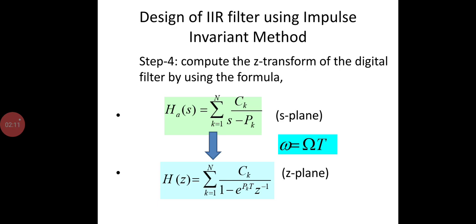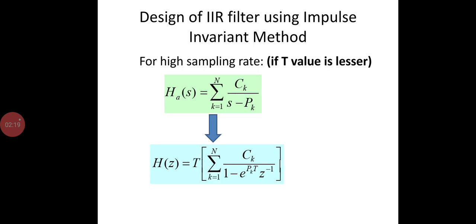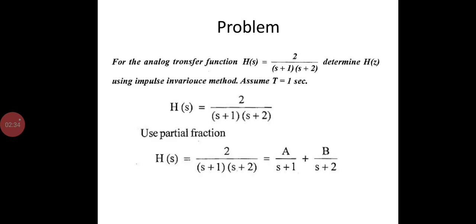Therefore, omega equals omega Z. In the S-plane it is represented as HA of S, and in the Z-plane it is represented as H of Z. For a high sampling rate, that is if T is smaller, we take T outside of the sampling in the case of the impulse invariant method, and we are converting the analog domain into the digital domain.